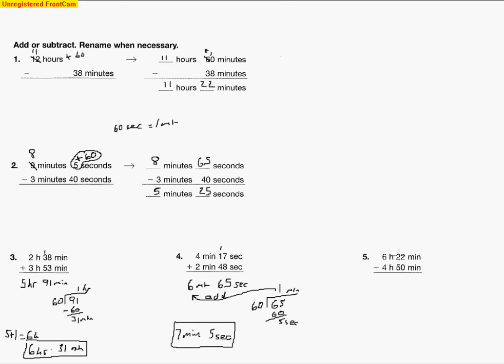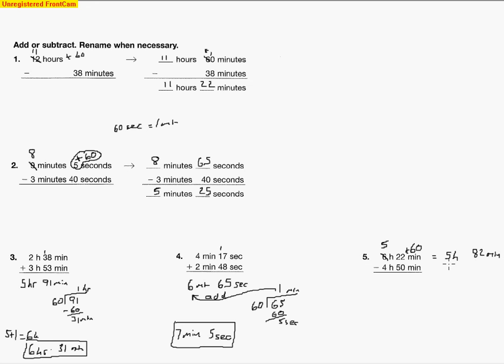So here's a subtraction problem. Can't subtract because 50 is bigger than the 22, so I'm going to borrow 1 hour away from the 6 hours, and change that to a 5, and then I'm going to add that 1 hour to the minutes. But there's 60 minutes in an hour, and so that's why I now have 5 hours, and 60 plus 22 gives me 82 minutes.